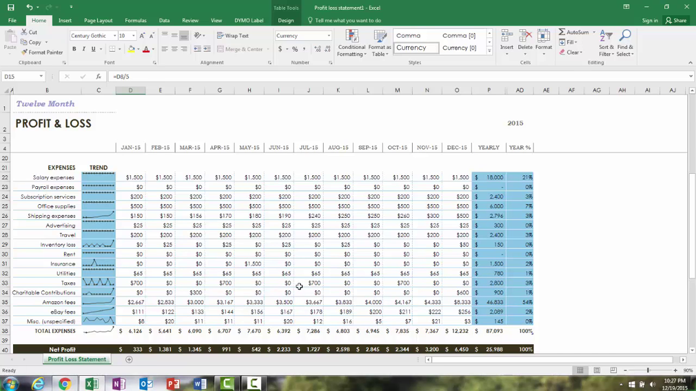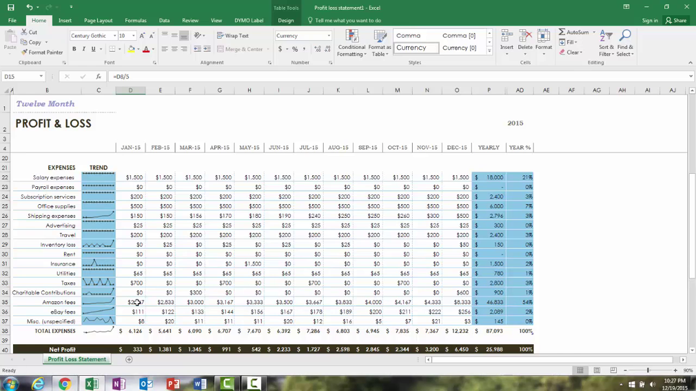Taxes is every 3 months. You pay your quarterly taxes. Charitable contributions. I just put down here $300 in March because we cleaned up some stuff, gave it to Goodwill, and $600 in December for Toys for Tots because that's a great charity and my favorite.